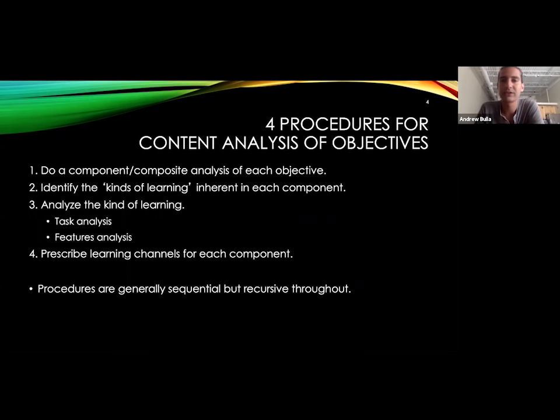So there are four procedures for content analysis of objectives. And we're going to be going through each of these throughout this presentation. So we're going to do a component composite analysis of each objective. We're going to identify the kinds of learning inherent in each component. We then analyze that kind of learning with either a task analysis or a features analysis, and we prescribe learning channels for each component. Again, these procedures generally can be sequential, but this is going to be a recursive process. So we may be moving up and down these specific steps.